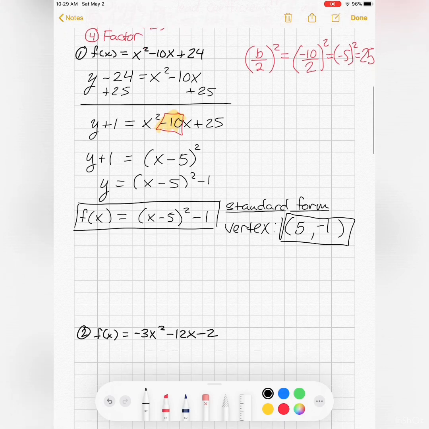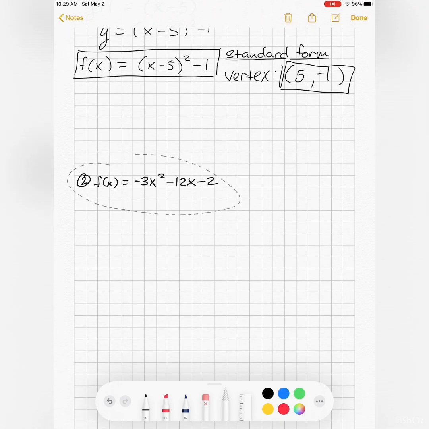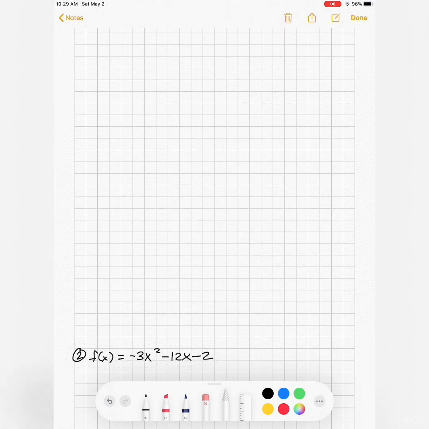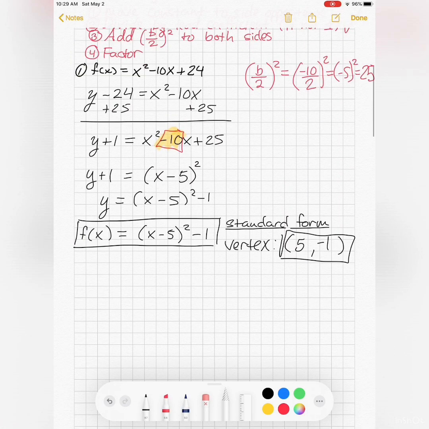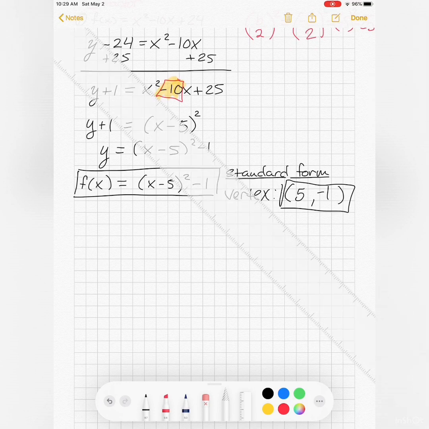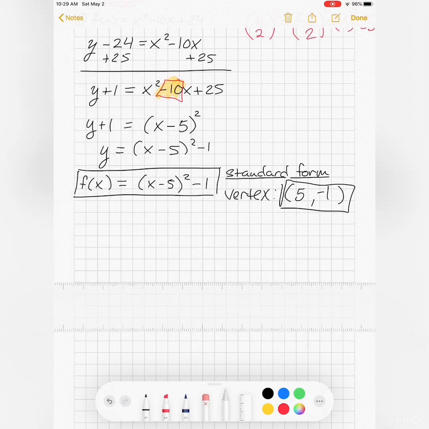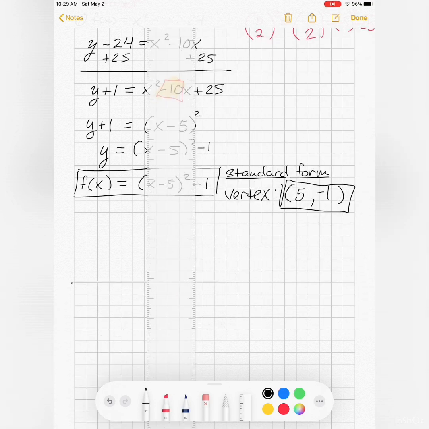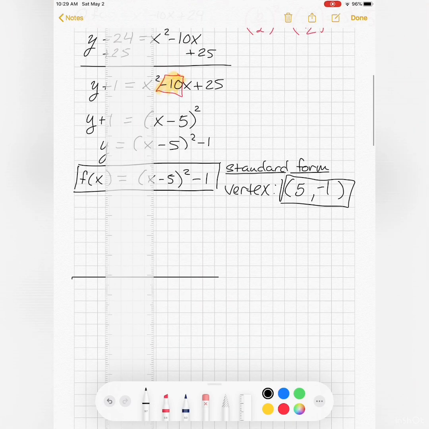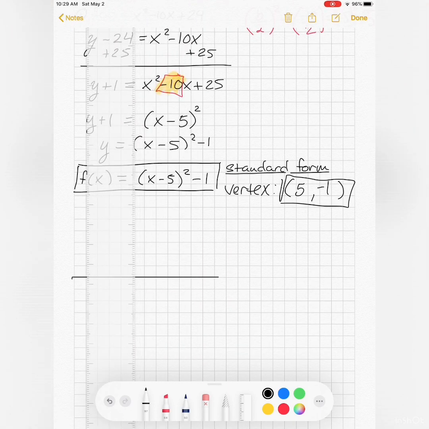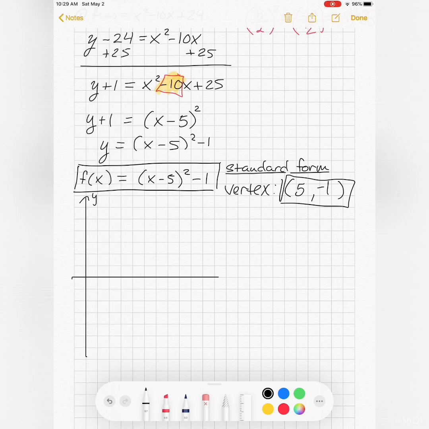Then I was also interested in creating a graph. Let's move this down. Get that out of the way for now. All right, so should I start graphing this? Let's see if that works. So first piece of information, I'll put the vertex. 1, 2, 3, 4, 5, -1.